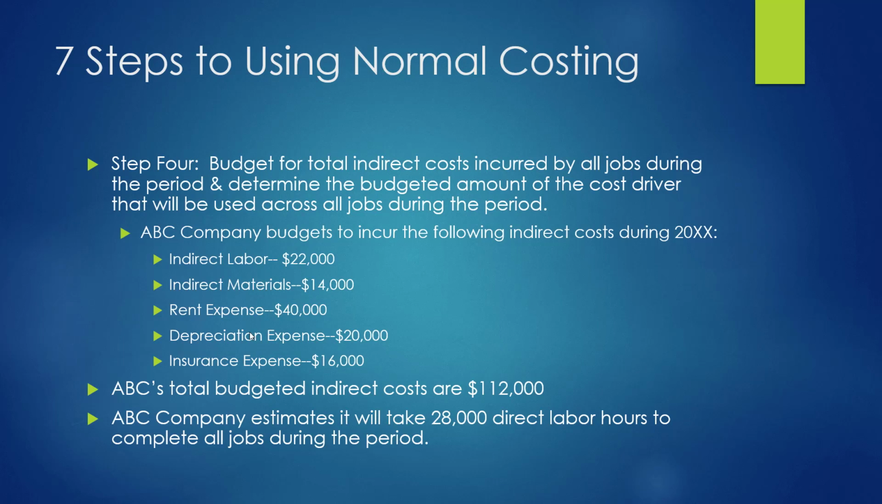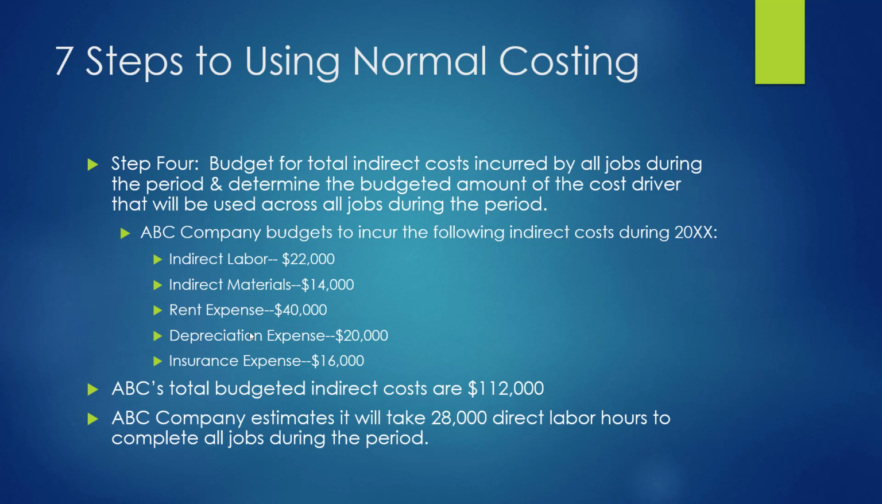They're going to estimate that indirect labor costs, the cost of their custodians and their production supervisors, etc., is going to be $22,000 for the period. The cost of indirect materials, wood glue, screws, etc., is going to be $14,000 for the period. Rent expense, it should be pretty consistent. That doesn't vary much, so they're pretty confident that $40,000 rent expense they have is correct.